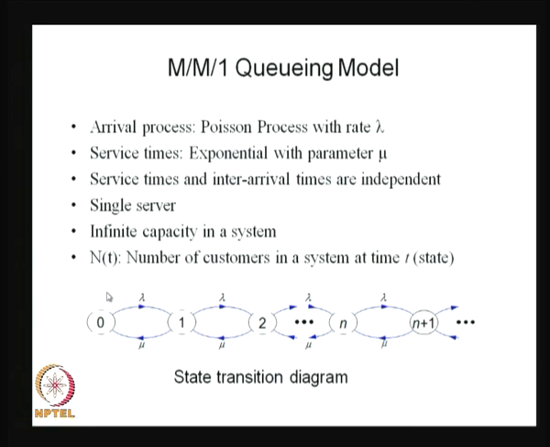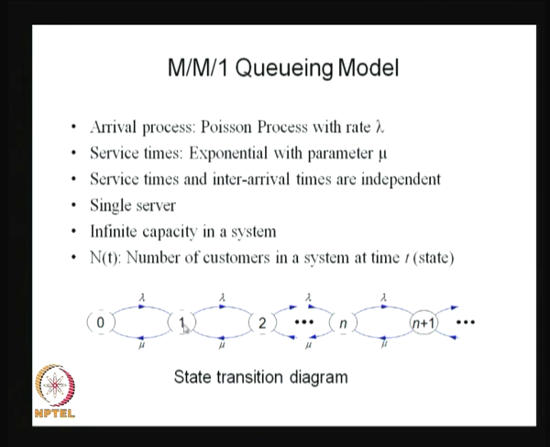Therefore, N of t is a Markov process. Since the state space is discrete, this is a Markov chain. Therefore, this is a continuous time Markov chain. Therefore, N of t is a CTMC. So, one can write the state transition diagram for this CTMC.